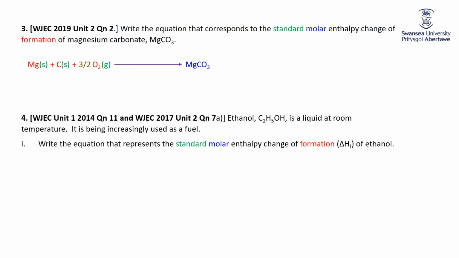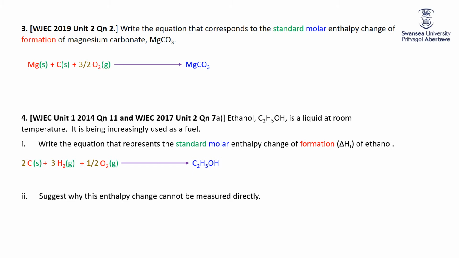Now again, we want an equation for the standard molar enthalpy change of formation of ethanol. And so again, we're making 1 mole of ethanol from its elements, carbon, H2, and O2. Again, got to balance based on there being 1 of these. So it's 5 plus 1, 6 hydrogens, so 3 H2, and 2 carbons, so 2 carbons, only 1 oxygen atom, so half an O2. And then again, put in the states, the phases. Carbon is a solid, hydrogen and oxygen are gases.